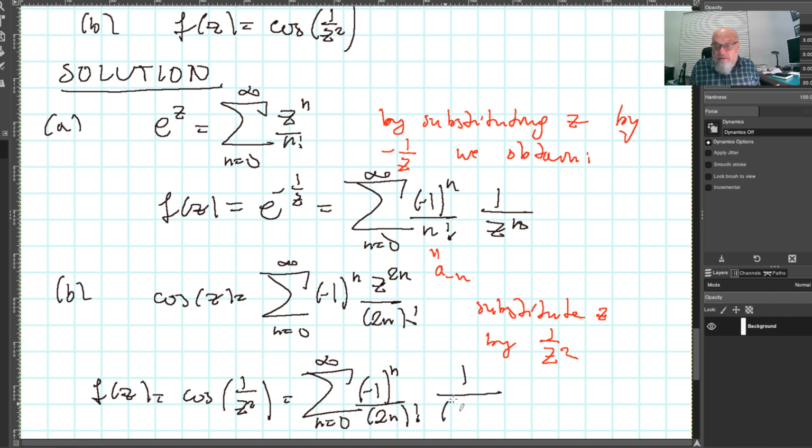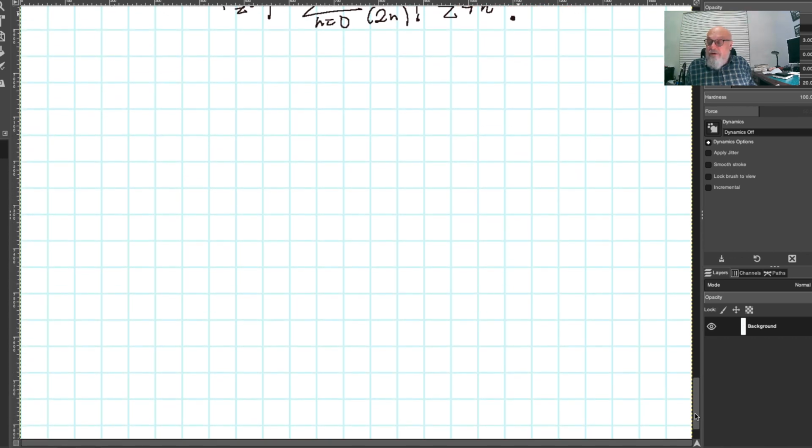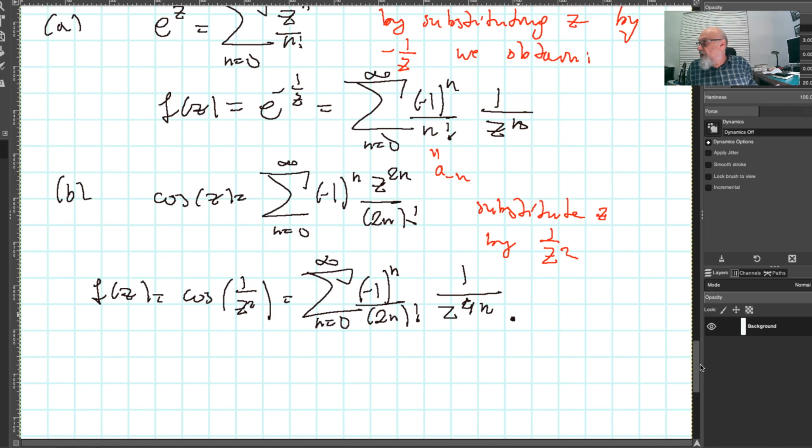So what are the powers here? The powers are z to the power 2 times 2n, so that's 4n. So maybe let me just simply write it: z to the power minus 4n. Okay, so we got this example.